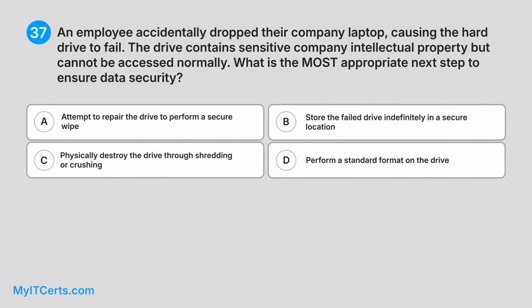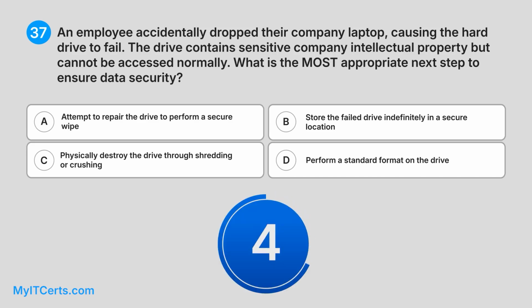37. An employee accidentally dropped their company laptop, causing the hard drive to fail. The drive contains sensitive company intellectual property but cannot be accessed normally. What is the most appropriate next step to ensure data security? A. Attempt to repair the drive to perform a secure wipe. B. Store the failed drive indefinitely in a secure location. C. Physically destroy the drive through shredding or crushing. D. Perform a standard format on the drive. What do you think is the answer?